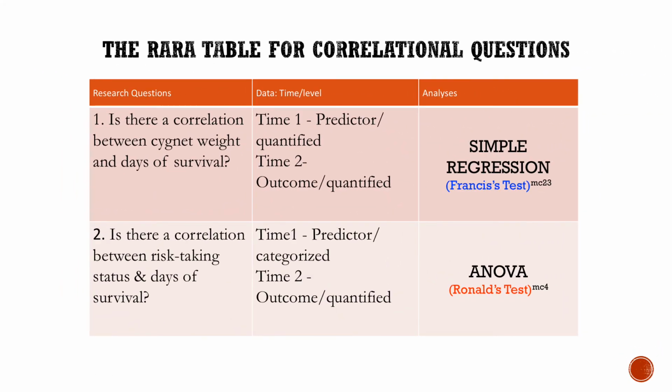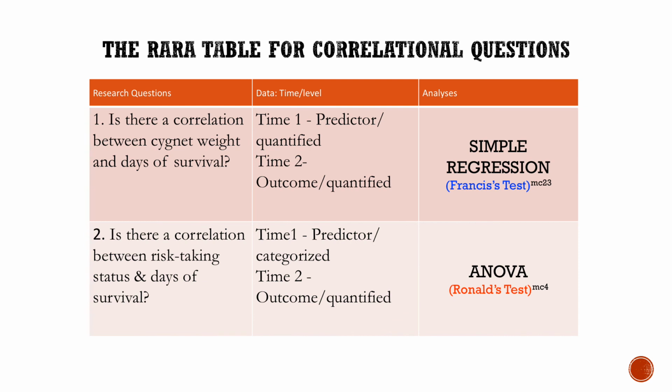We saw this RALA table in Lesson 2A. So research question 1 goes as follows. Is there a correlation between signet weight and days of survival? So time 1 is the predictor and it's quantified. Time 2 is the outcome and it's also quantified. And so we see on the RALA table that this combination of variables calls for mini-courses 2 and 3, which cover Francis's test, also called simple regression.